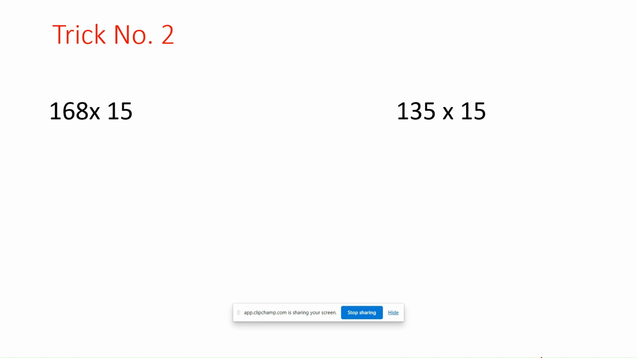Yes. Now let us move on to the next trick. That is trick number 2. Whenever you find any number multiplied by 15, we have to remember this. Firstly, what number they have given, just write down 168, then add 0 to this number. And next, you have to take half of this number. 0 I will write as it is. Then half of 8 is 4. Then half of 16 will be 8.